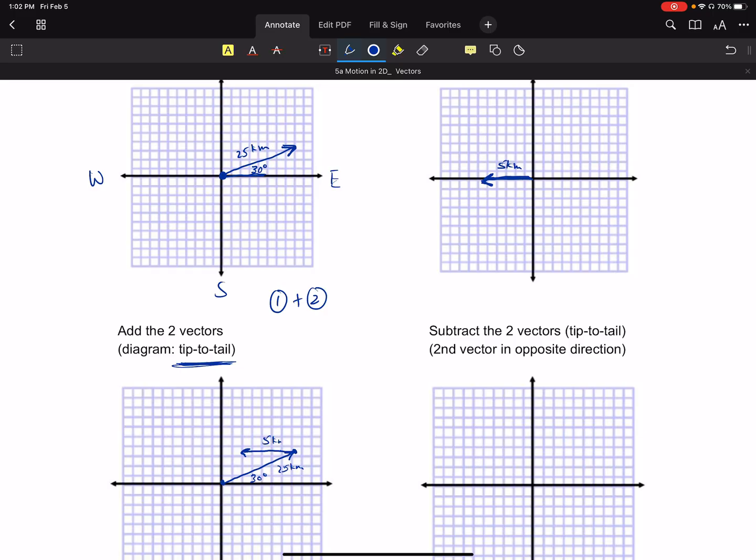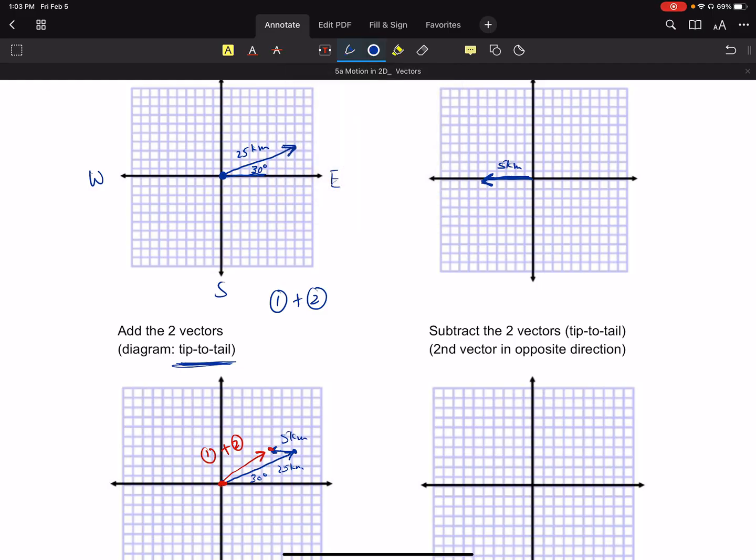That's my 5 kilometers. So now technically, if we're going to do this a little to scale, it should be about 1/5 of the size. So it should be something like that, if we're going to try to draw it somewhat to scale. That's my 5 kilometers west. Now the answer to this is connecting the tail part, where you started, to where you ended. That's the answer. So that red arrow is the answer of adding two vectors together. That red one is the answer of 1 plus 2.